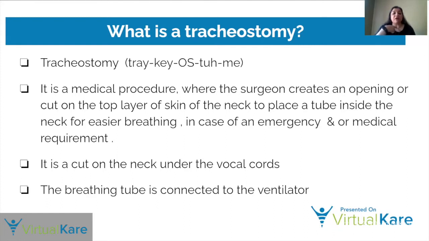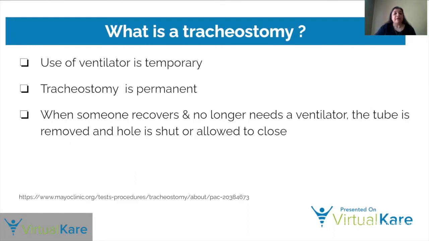It's a cut on the neck under the vocal cords, and the breathing tube gets connected to the ventilator. So it's two-part. One part gets connected to the ventilator. The other part is here to allow easier breathing. Now, know that the ventilator is temporary. As somebody recovers medically or surgically and the doctors decide they don't need the ventilator, they'll remove it. So the ventilator part is gone, but the tracheostomy, the surgery, that's permanent.